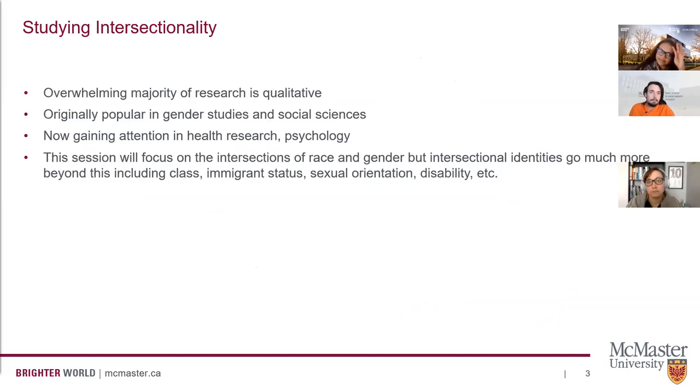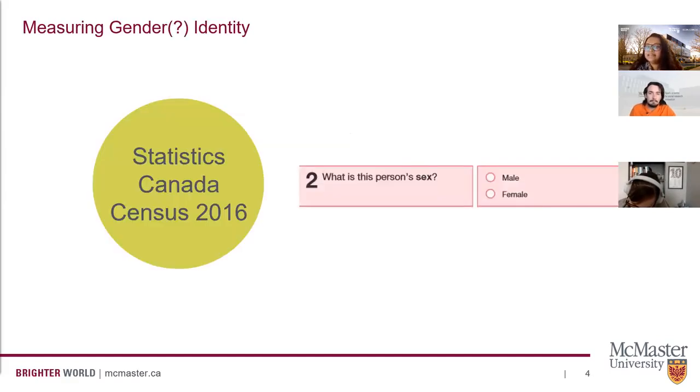So when we talk about studying intersectionality, the overwhelming majority of research on intersectionality is qualitative in nature. Originally, this theory was popular in gender studies and social sciences. It's now gaining a lot of popularity in health research, psychology, education fields. So this session will just focus on the intersections of race and gender, but intersectional identities go way beyond that to measure class, immigrant status, sexual orientation, disability status, etc. So before we discuss how to study intersectionality in quantitative research, I just want to cover the topic of how to ask demographic questions in surveys.